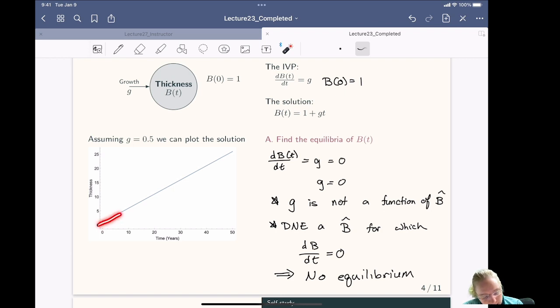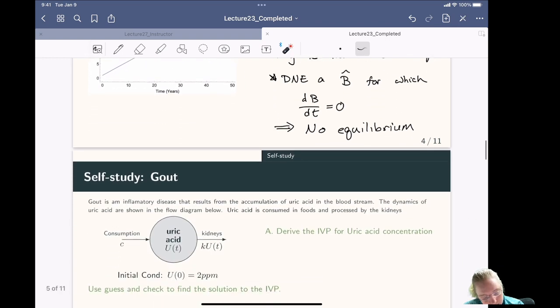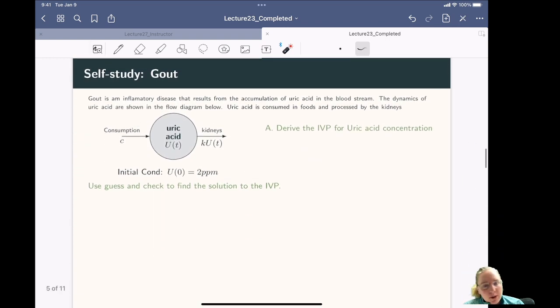And as a result, as long as g is positive, we see that bark thickness just gets bigger and bigger and bigger. All right, with that, I'm going to leave you with this self-study question about gout, where you're going to try to find the long-term outcome or the equilibria of the quantity of uric acid.